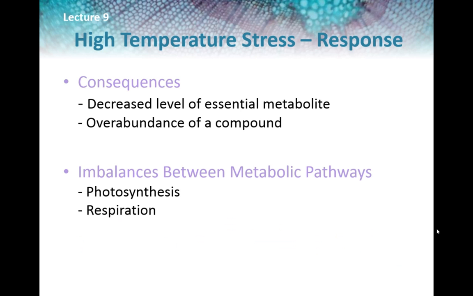The crossover from a balanced to an unbalanced situation can lead to a metabolic lesion involving either a shortage of essential metabolite or the overproduction of a compound to the point of toxicity. In addition to imbalances within a reaction pathway, chronic heat stress can also lead to imbalances between metabolic pathways. For our example, we will use respiration and photosynthesis. Differential high temperature inactivation of these related pathways can lead to growth inhibition and starvation.